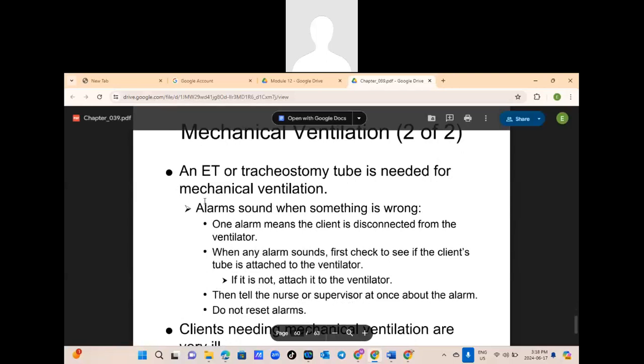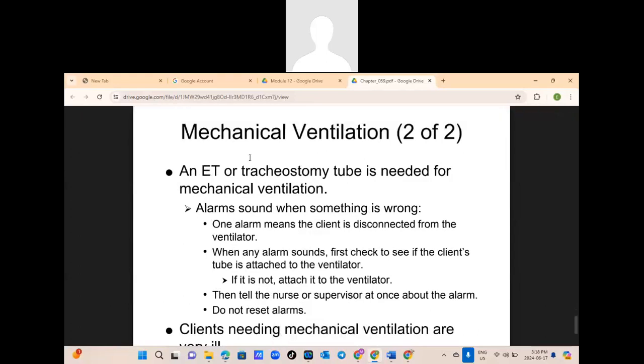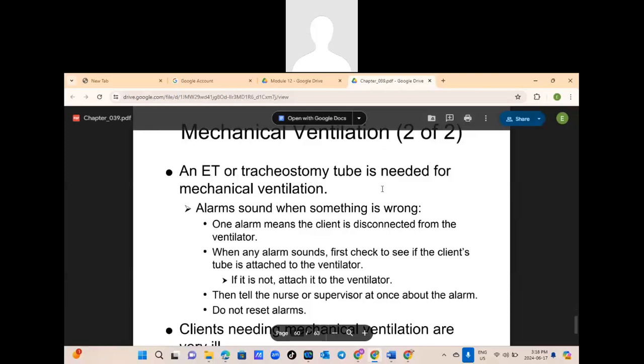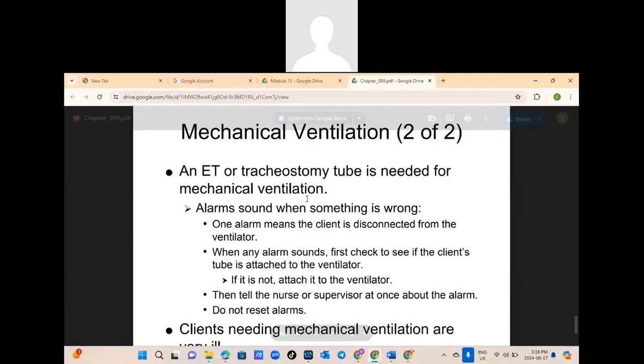An endotracheal tube or tracheostomy tube is needed for mechanical ventilation, either through the mouth or through your trachea. Alarms sound when something is wrong. One alarm means the client is disconnected from the ventilator. So when any alarm sounds, first check to see if the client's tube is attached to the ventilator, because it will give you an alarm, which is smart, right?